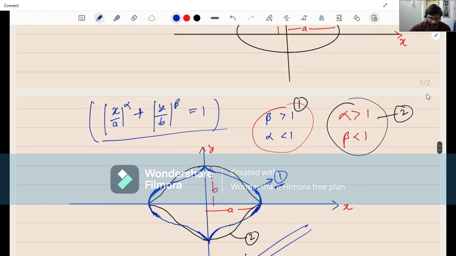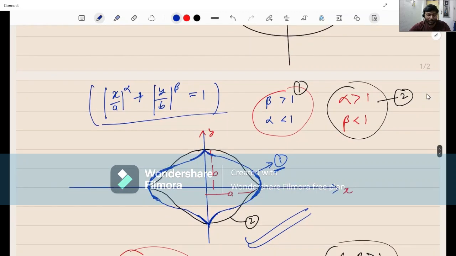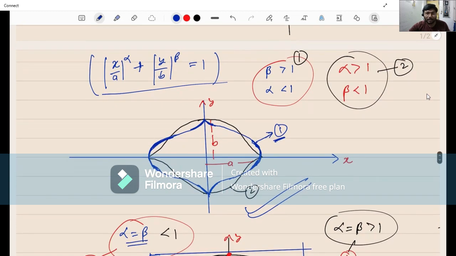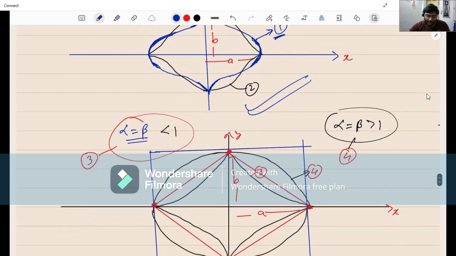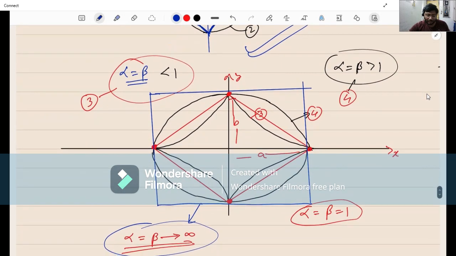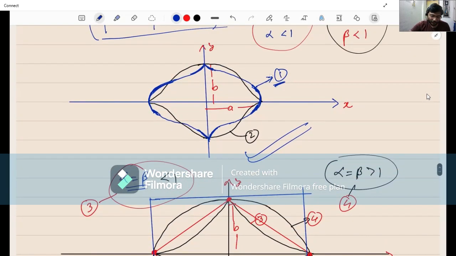And I already told you, since we have applied the modulus, that's why it is symmetric along the x-axis and y-axis. And whether the symmetric nature of this curve along the x-axis will be the same along the y-axis or not depends on the value of alpha and beta. If the values of alpha and beta are the same, then the symmetric nature along the x-axis as well as the y-axis is the same. If it is not the same, then we will see this kind of graph, the first one, right?